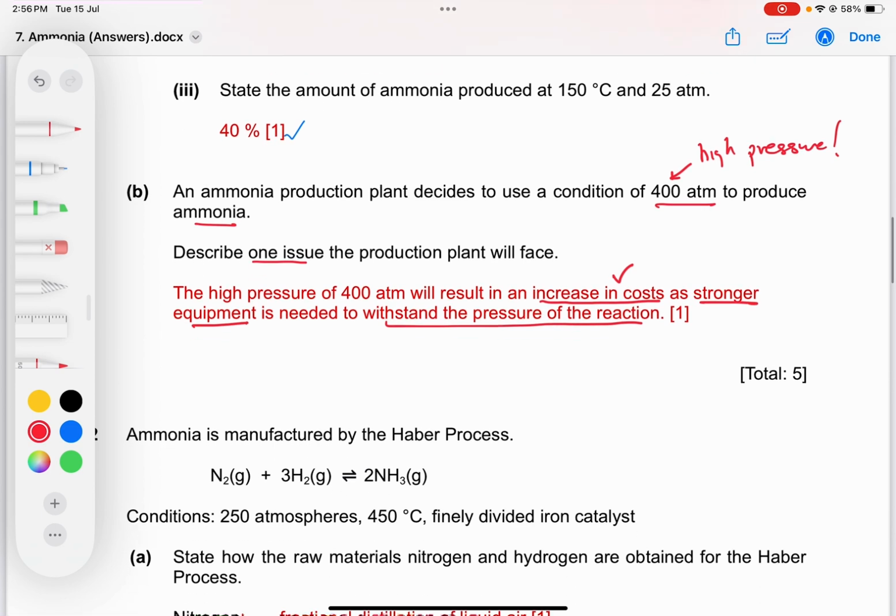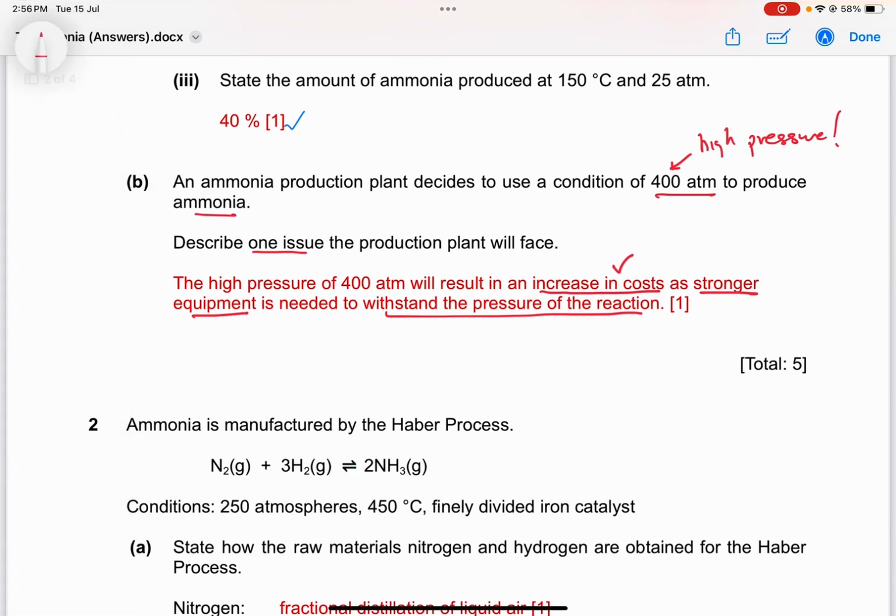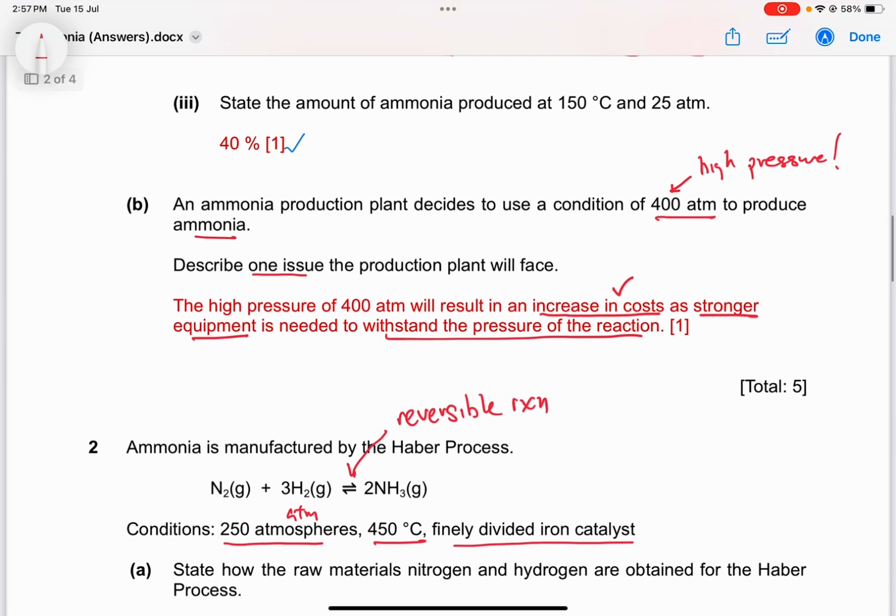Okay, next one. The next question. Ammonia is manufactured by the Haber process. So you can see here, and take note, ammonia is actually a reversible reaction. That's why I use the double-headed arrow. So the conditions in this Haber process is 250 atmosphere, which is 200 atm, 450 degrees Celsius, and finely divided iron catalyst. So state how the raw materials of nitrogen and hydrogen are obtained for the Haber process.